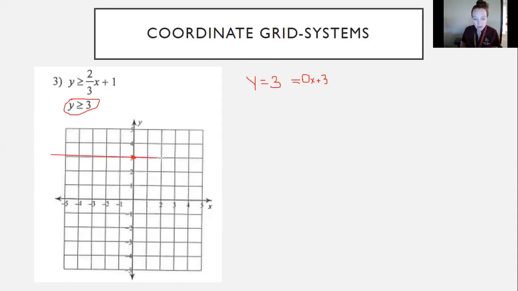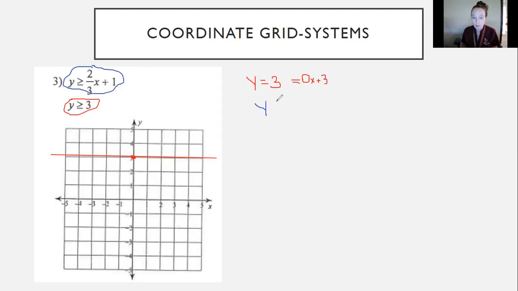So here is my line. It is a solid line, so thank goodness I can draw that as a solid line. So there's my first line. Okay, well, I'm going to change to blue here. And we're going to look at blue. So let's take a look at that next inequality.